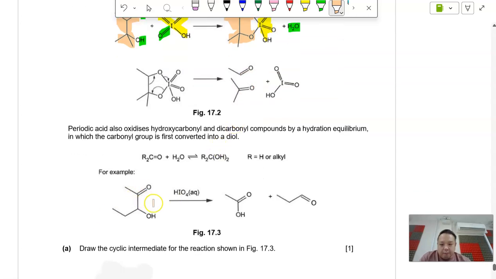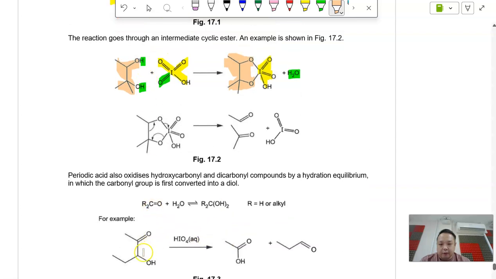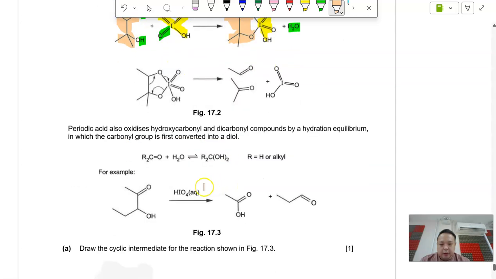Now we have this particular compound. We're supposed to draw in figure 17.3 what the cyclic intermediate is. So basically, pattern recognition: we have a double bond O instead of an OH. So what does a double bond O do? A double bond O, in which the carbonyl is first converted into a diol. So first of all, the carbonyl is being converted into a diol, which means it's first converted into an OH and an OH. So that's what it does first.